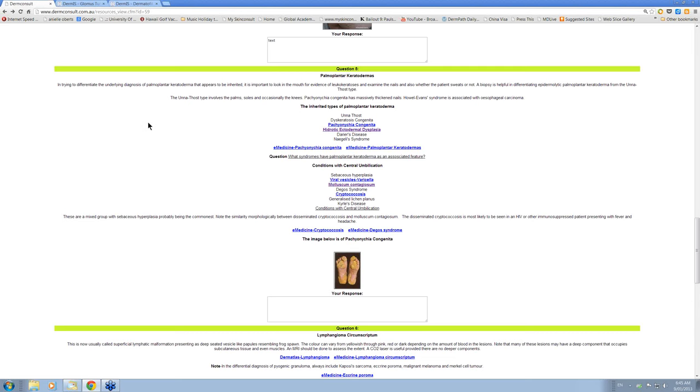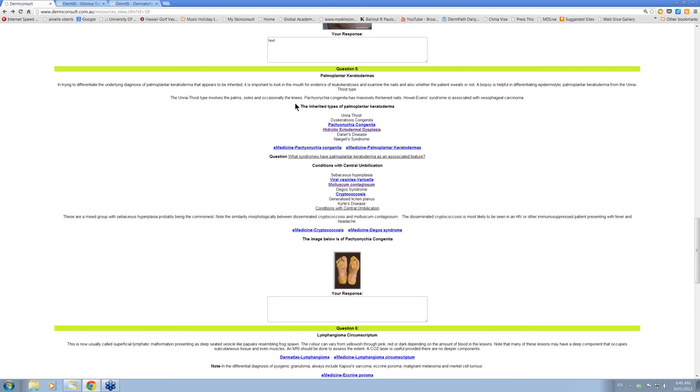In trying to differentiate the underlying diagnosis of palmoplantar keratoderma that appears to be inherited, it's important to look in the mouth for evidence of leukokeratosis, you know, white areas. Examine the nails, and also whether the patient sweats or not. I've said that a biopsy is only helpful in differentiating epidermolytic palmoplantar keratoderma from the Unna-Thost type. And the Unna-Thost type involves the palms, the soles, occasionally the knees.